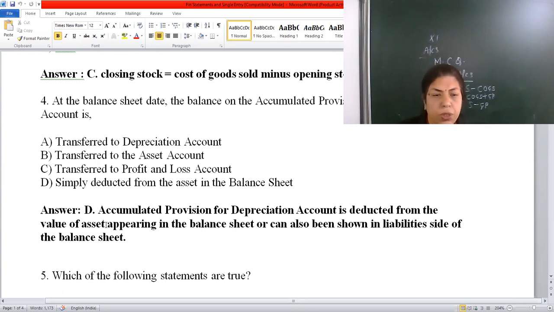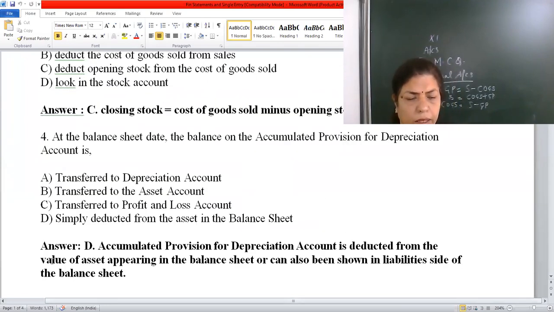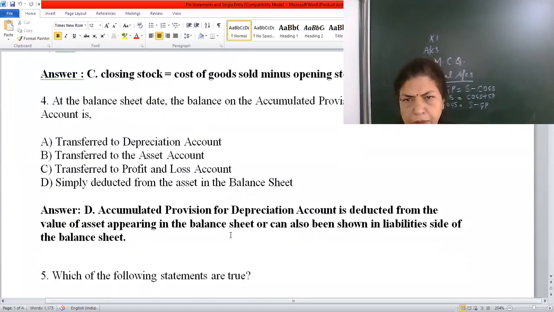Or it can be shown on the liability side of the balance sheet. It can be deducted on the asset side or it can be shown on the liability side. The ultimate effect will be the same.